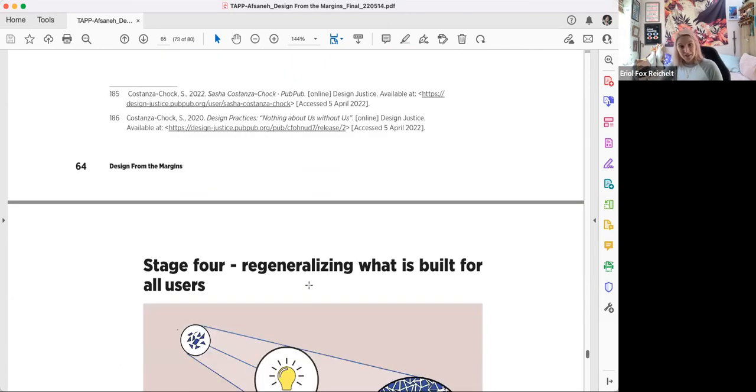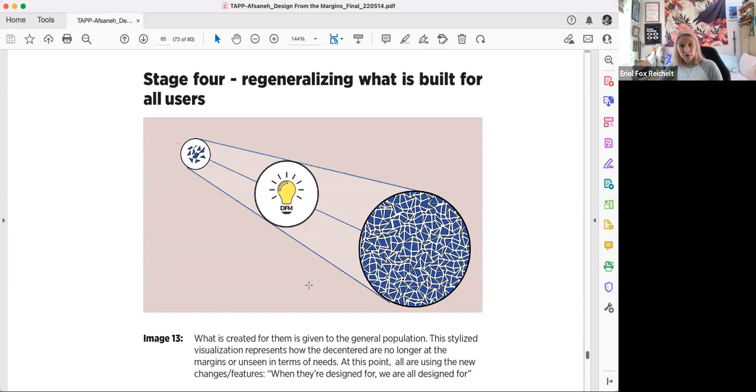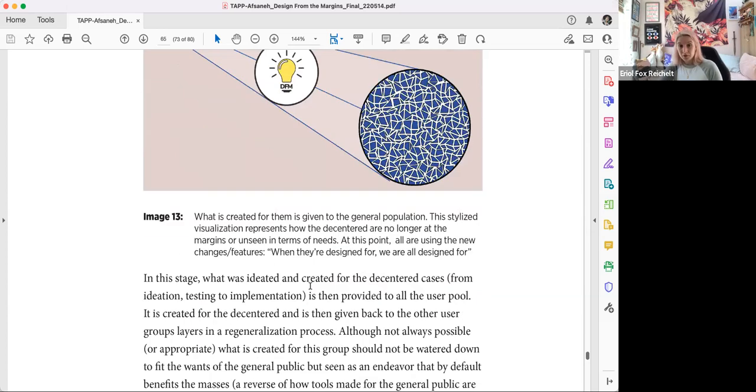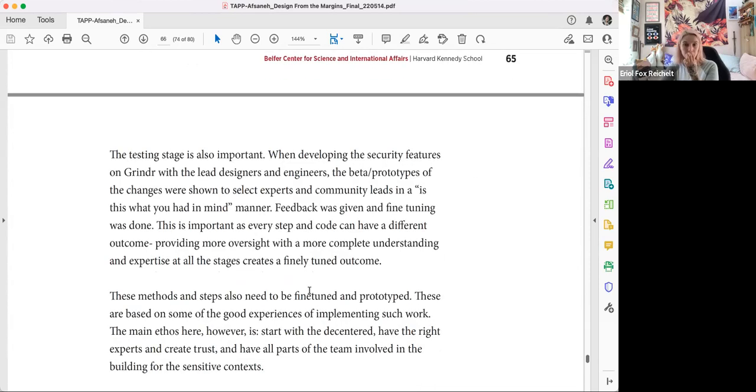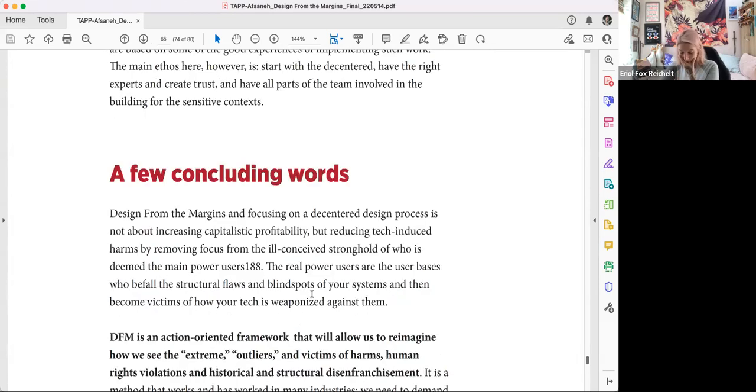There is another section which is stage 4, regeneralizing what is built for all users. But again, I didn't necessarily make notes on that section. And then the last thing that I made a note on, which is in the concluding words and wrap up, is something that I just realized as I finished off this paper.